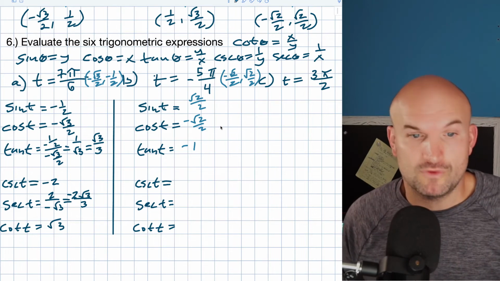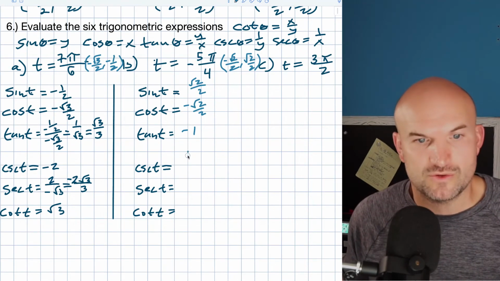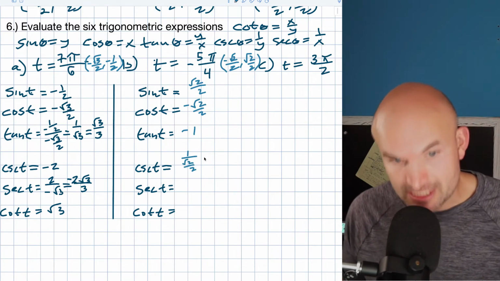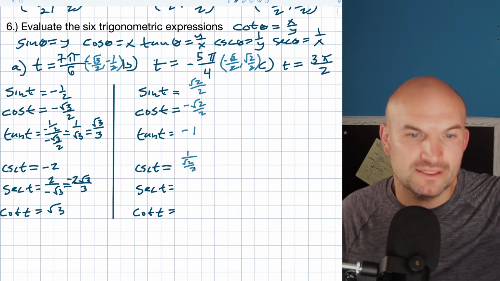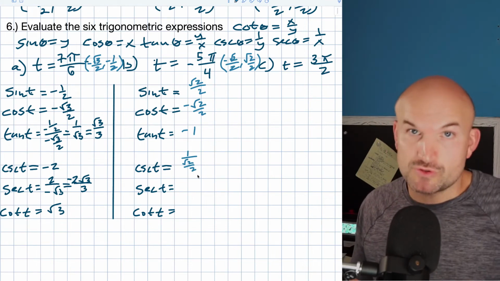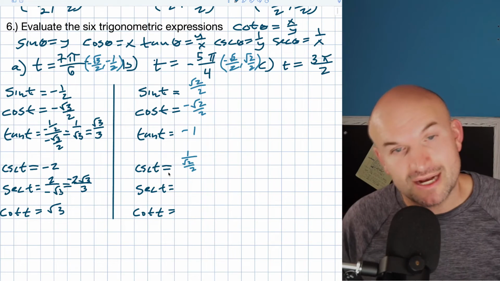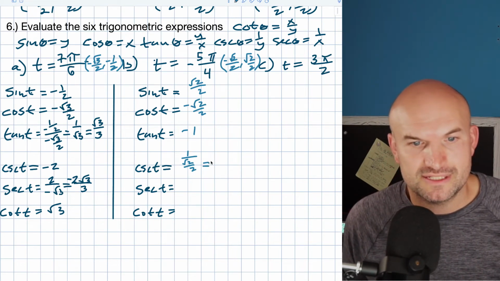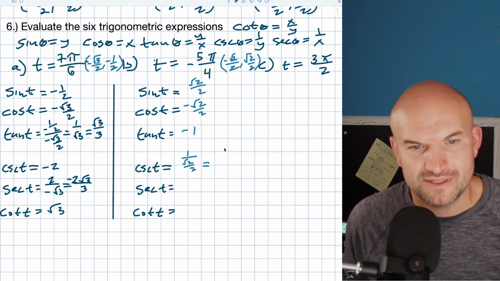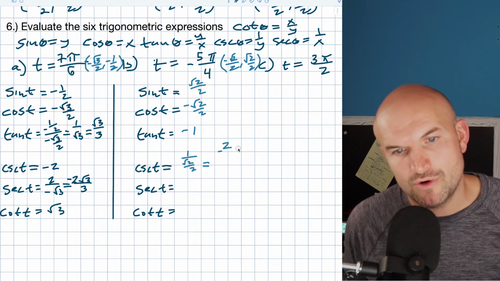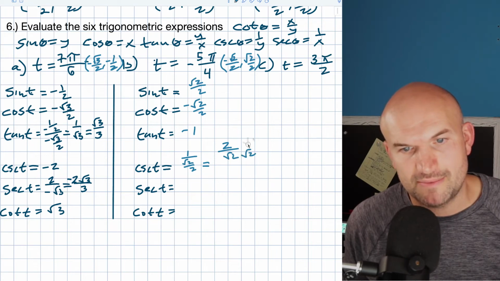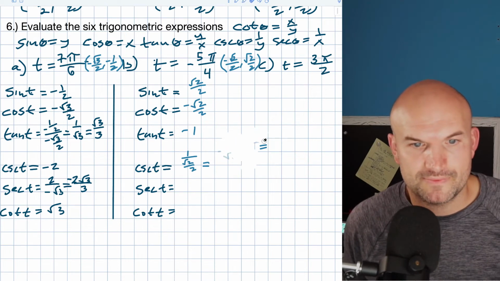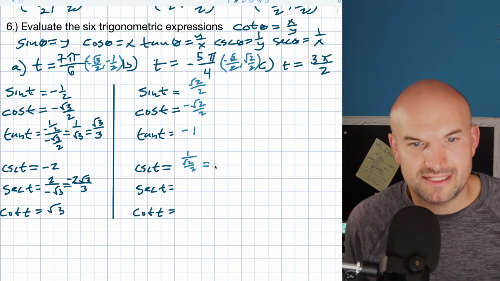Cosecant is going to be 1 over y. So let's go and do that. So that's a 1 over square root of 2 over 2. Again, multiply by your reciprocal, so you're going to have a 2 over square root of 2. Rationalize the denominator, and you're just going to be left with the square root of 2. Yeah, that's what I thought.